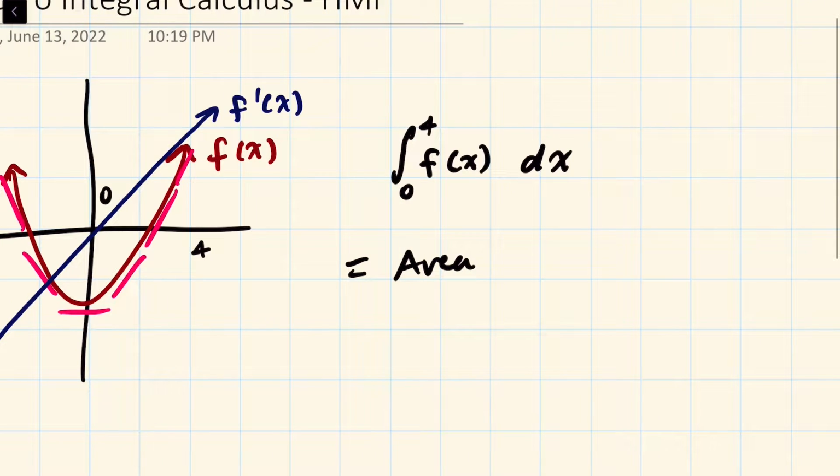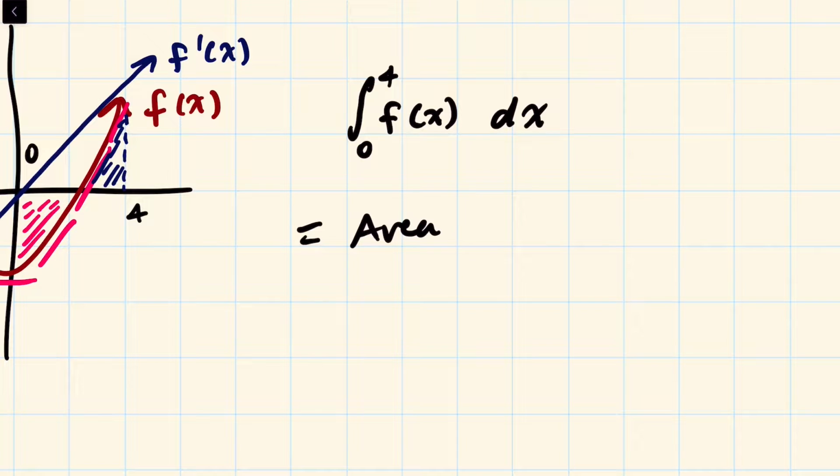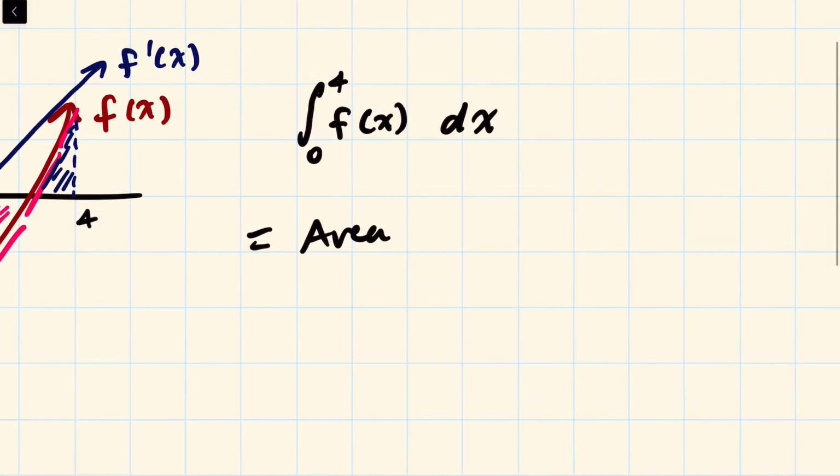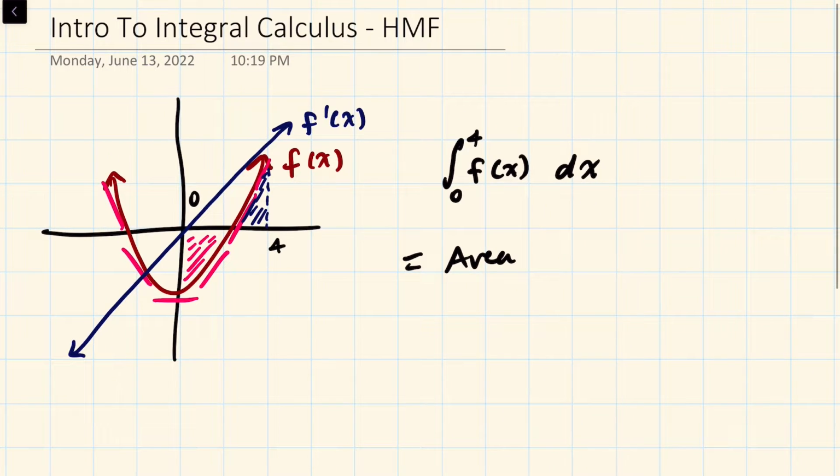And if it's below the x-axis, it's important to note that it's a negative area. So that's got a negative area, and then whatever comes after, up to 4, has a positive area. So it'll be the sum of the areas, but one of them is negative. In other words, it'll be the area between that interval and the x-axis.